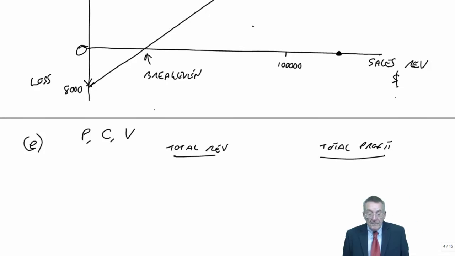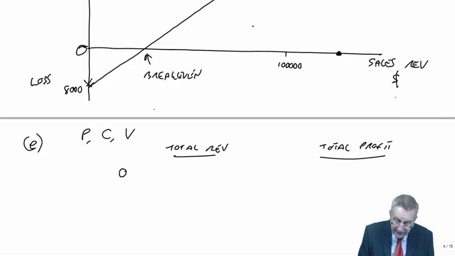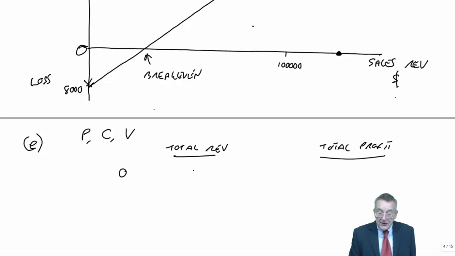Let's start from the very bottom. Suppose we sold nothing. Clearly, if we sold nothing, the total revenue is nothing. And what will the profit be? What we said a minute ago. We still got fixed costs, and so we'd make a loss of 8,000.